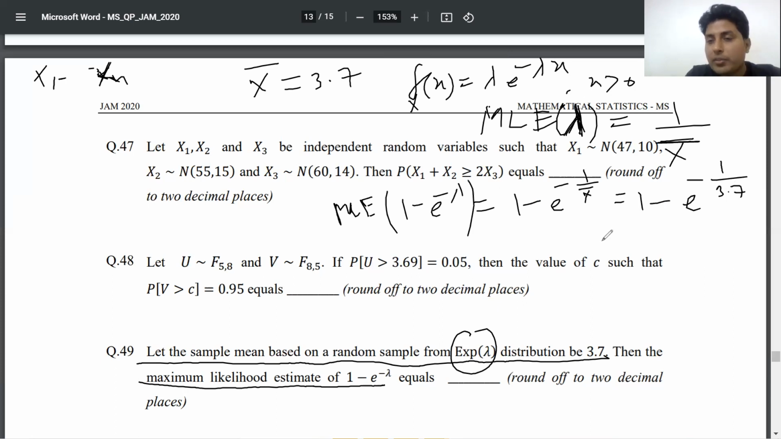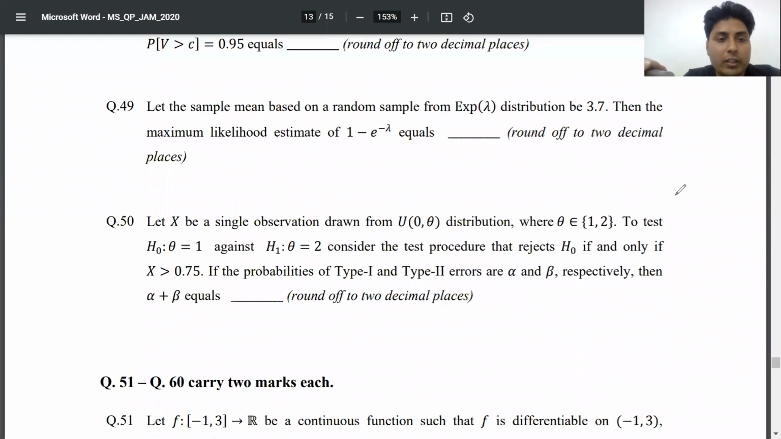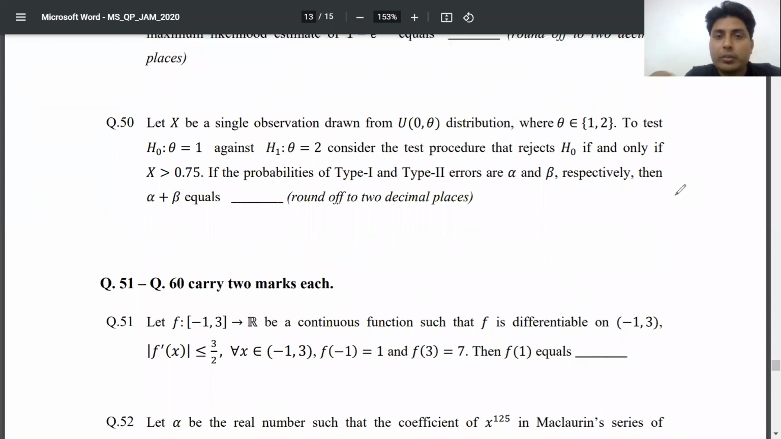Again, the use of a calculator. First find e raised to the power minus 1 upon 3.7, then subtract it from 1, and you will get the value. So using a calculator, you calculate it. Okay, so after question 49, we come to 50. We'll do up to 50 today.